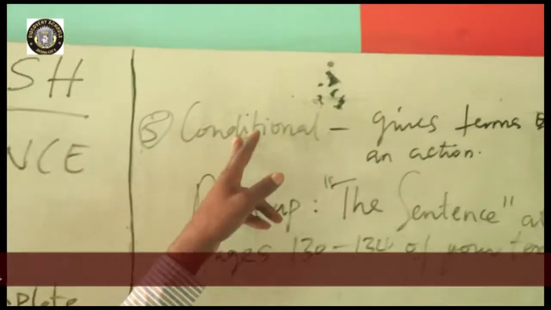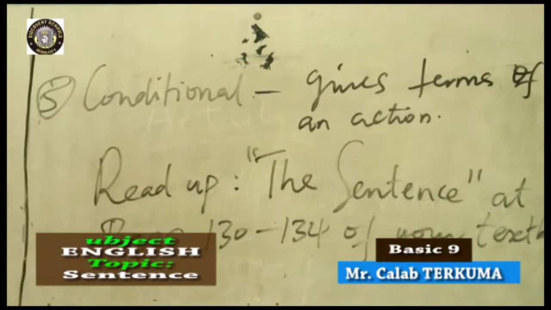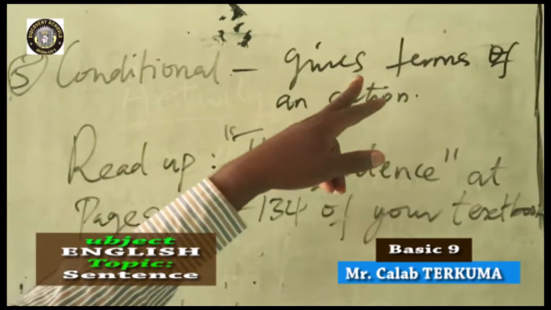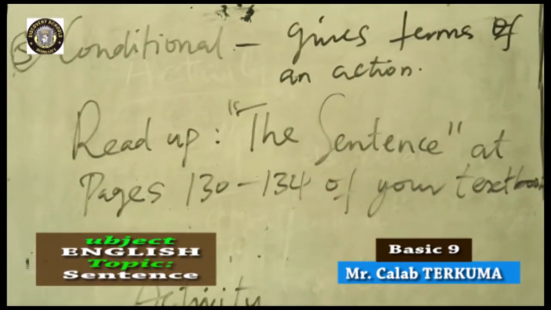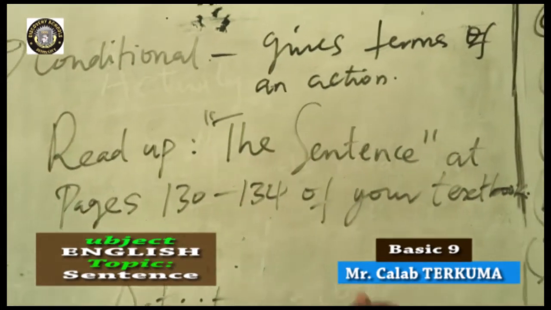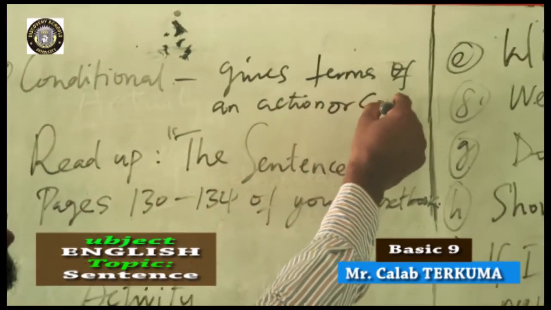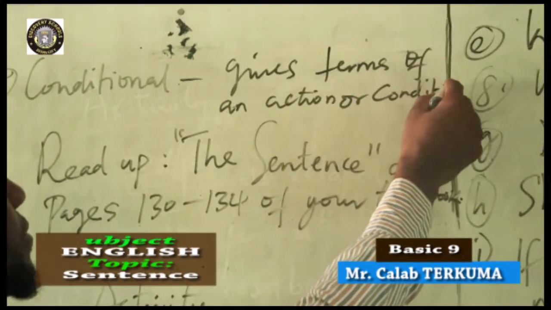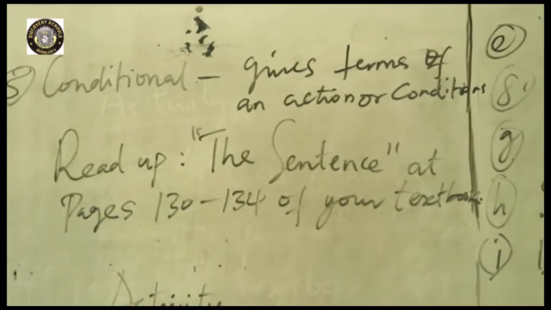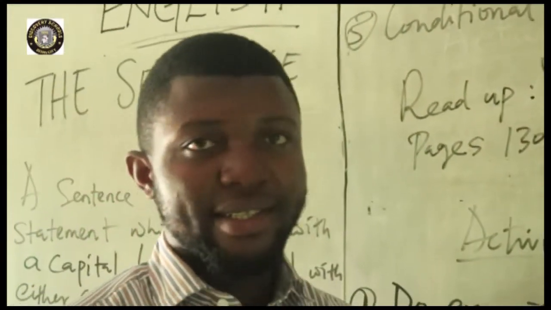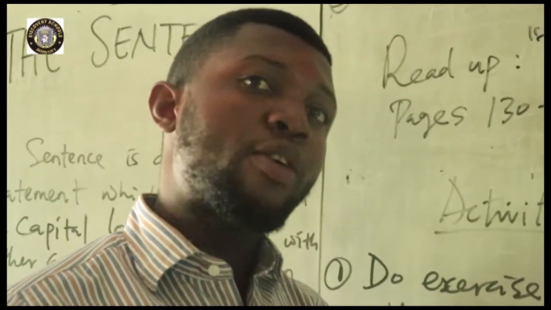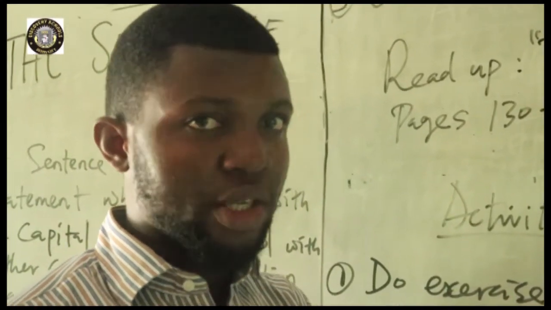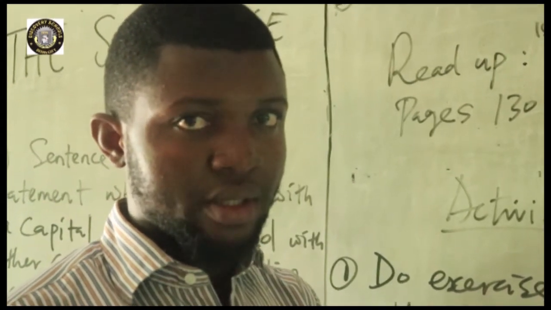Now we have another type called the conditional statement. The conditional statement gives terms of an action, or conditions. For example, look at this. If I were a bird, I'll fly to the sky. In other words, I'll fly to the sky on the condition that what? I am what? I'm a bird.